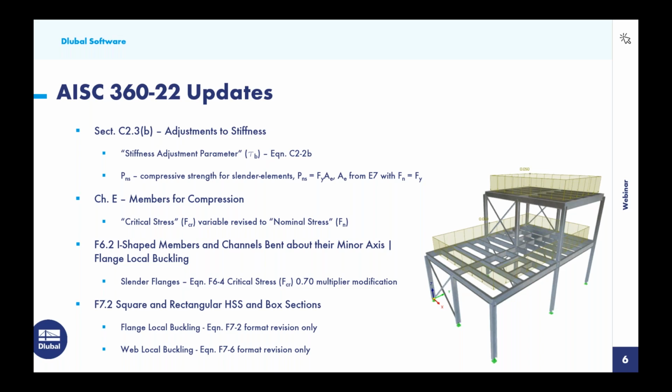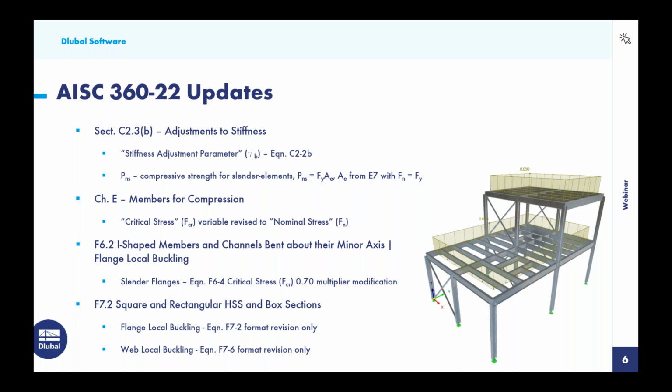Then we have chapter E, members for compression. This is just a terminology change here where the critical stress F sub CR was now revised to the nominal stress F sub N. Section F6.2, I-shaped members and channels bent about their minor axis, flange local buckling. So there's an equation here for slender flanges where we have a multiplication factor of 0.7 that was slightly modified when we compare that to the previous standard.